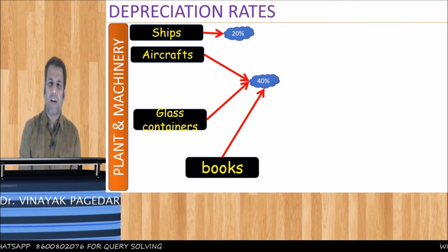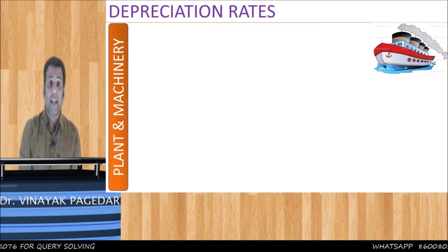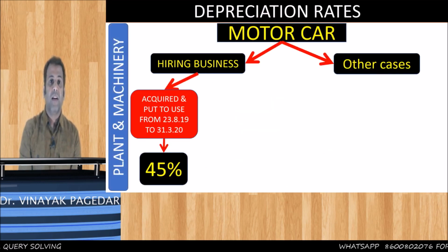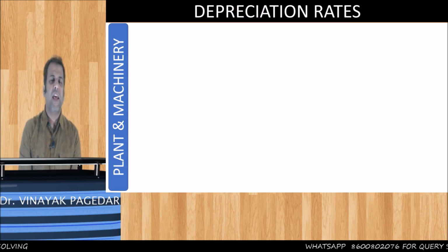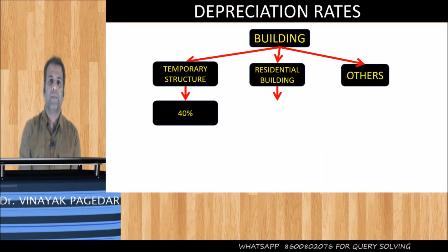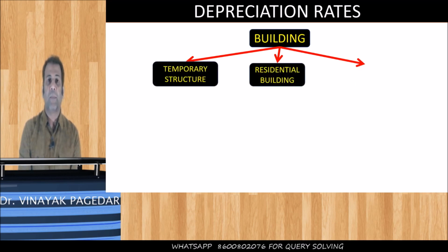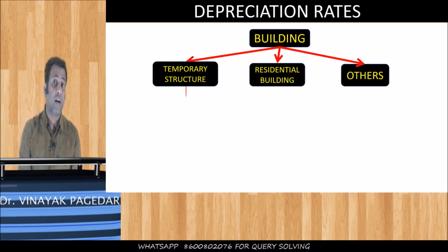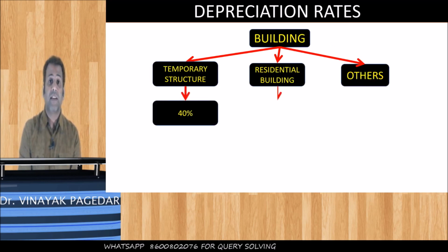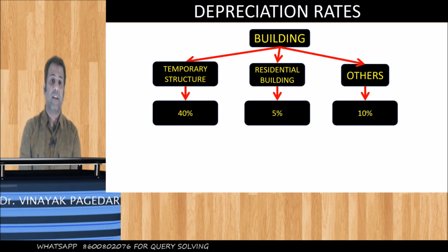Let's take a quick recap, a quick run through all these rates of depreciation and see what we can remember. Try to mind map. It is very, very simple. So we started with building. Here we go. Quick. Okay, the first was temporary structures. Temporary structures, earlier they were at 100, now they are at 40. Residential building 5%, any other building goes at 10%.